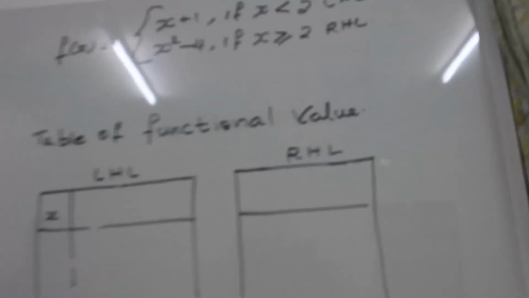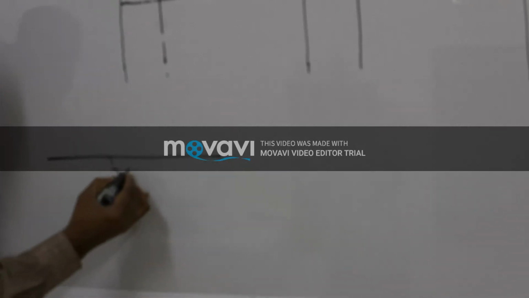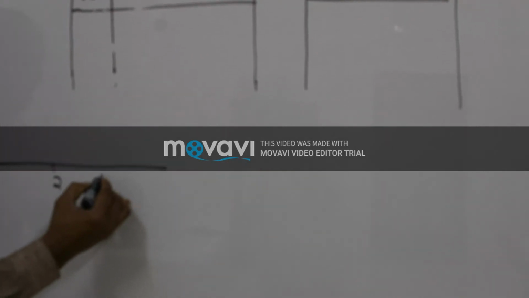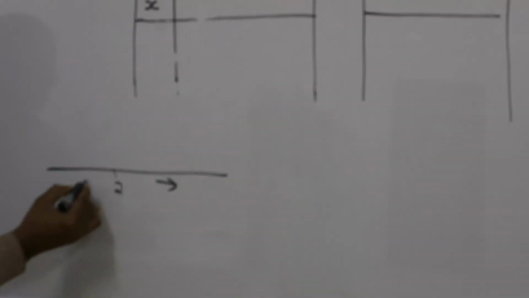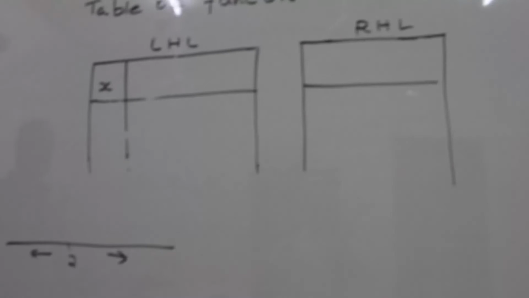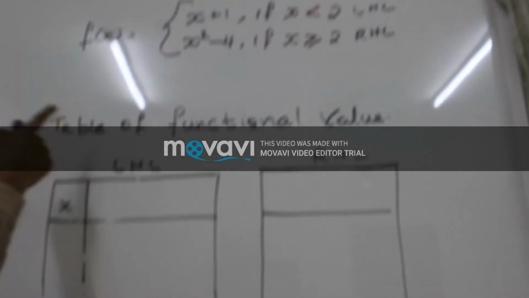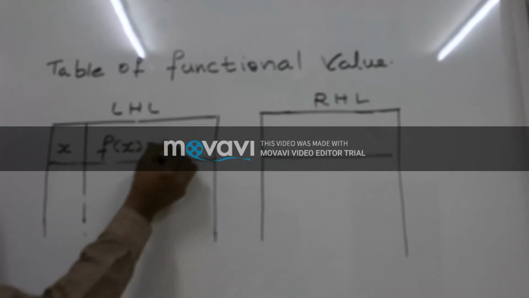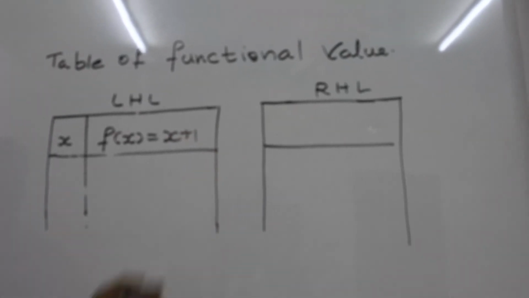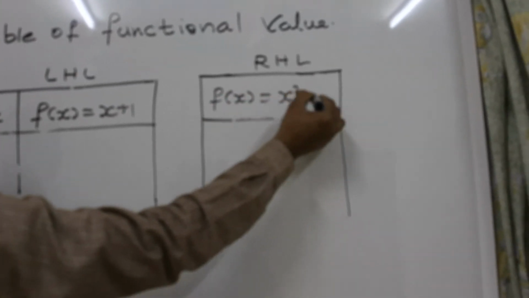Why are we considering that? In the number line, if 2 is here, the positive direction goes to the right hand side and the negative direction goes to the left hand side. That is what we are explaining. For LHL we consider f of x equals x plus 1, so I am writing here f of x equals x plus 1. Like that, for RHL, I consider f of x equals x squared minus 4.